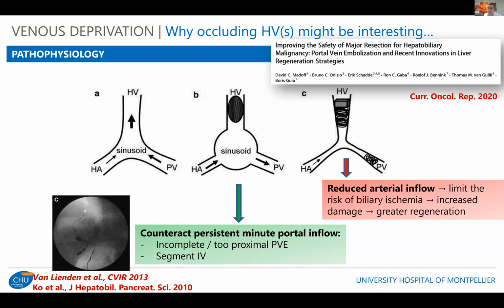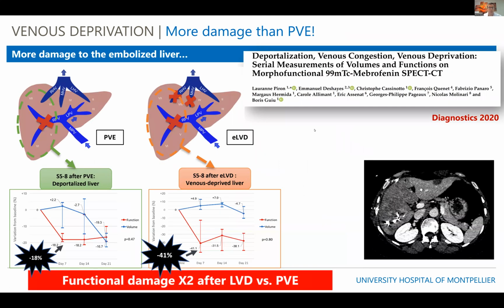And now we have proofs, again, based on mebrofenin scintigraphy. We looked at what happened in the embolized liver after PVE and what happened in the embolized liver after LVD. And things are totally different. If you look at after PVE, the function of the embolized liver decreased by 20%. If you look at what happens after LVD, the function is decreasing by about 40%, meaning that the functional damage after LVD is doubled compared to that after PVE. And this may explain why LVD can bring greater regeneration in the contralateral lobe. That's the rationale.